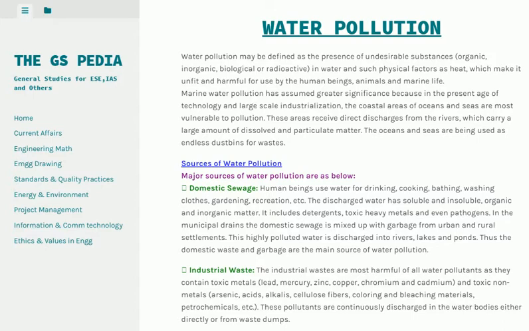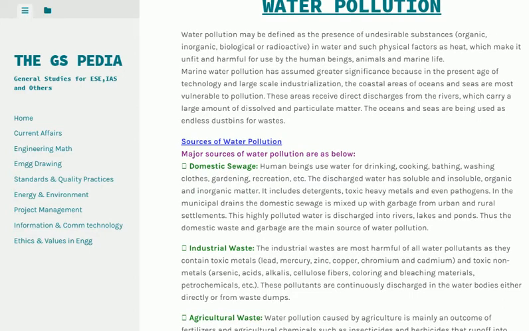In the municipal drains, the domestic sewage is mixed up with garbage from urban and rural settlements. This highly polluted water is discharged into rivers, lakes and ponds. Thus the domestic waste and garbage are the main source of water pollution.